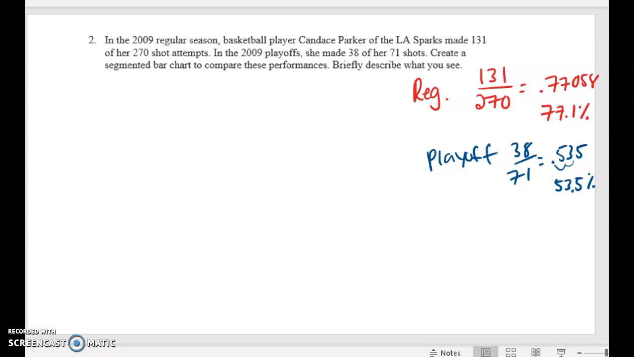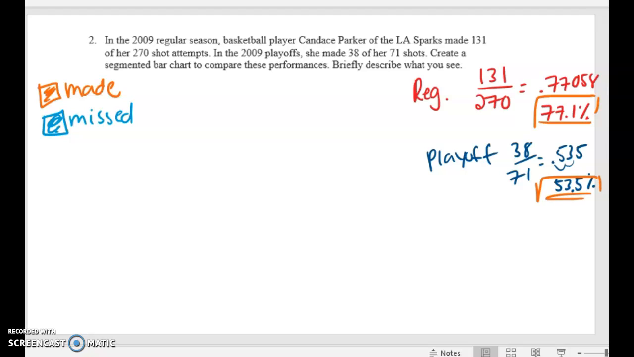But I'm going to show you the segmented bar chart, which means I need a key that's going to denote the made shots, and I'm going to do the missed shots. So I've got to do both percentages. Let's calculate the missed shots. The mades for both of these were 77.1 and 53.5. To find the missed, you take 100% and you subtract. So missed is 100% minus 77.1, which is 22.9.